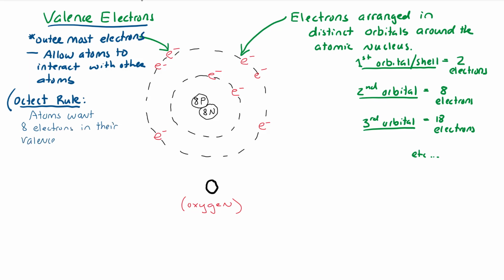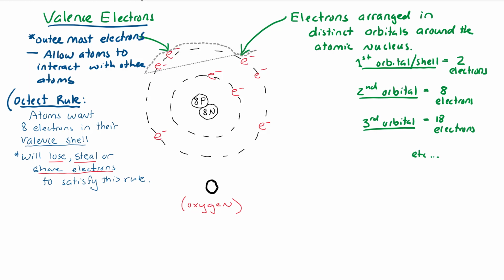Also important to know the octet rule. Atoms, they want to have 8 electrons in their outer shell, their outer valence shell, and they will do a lot to get those 8 electrons. They'll lose electrons, they'll steal them, or they'll share electrons to get 8 electrons to satisfy that octet rule. So let's see how this is done.